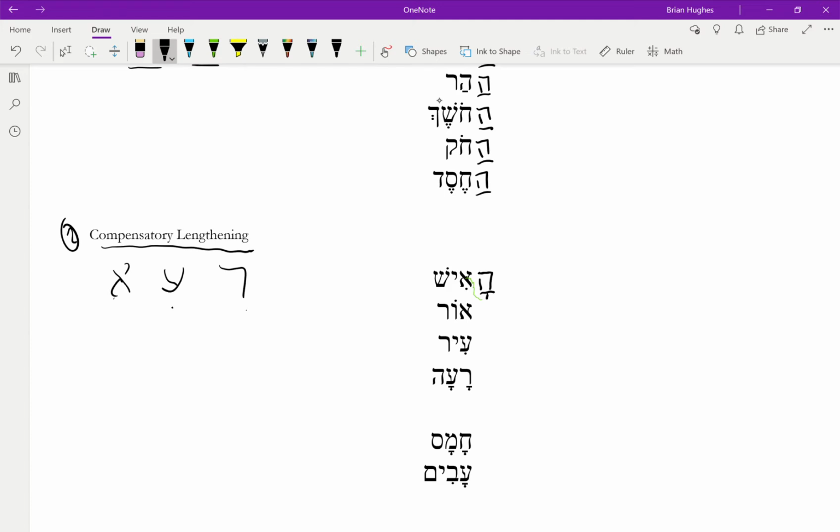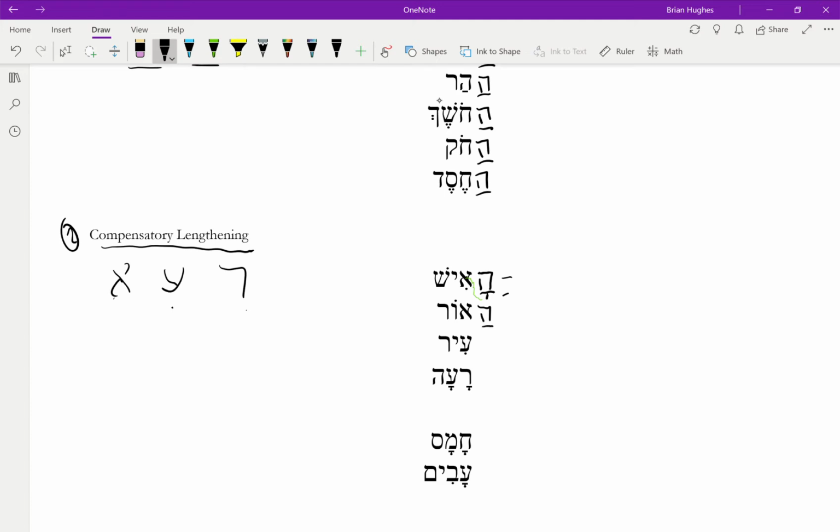Now, we're learning modern Israeli pronunciation, so there's no difference in the pronunciation here. But as we're reading the text and we see this he and kamatz starting this word, because we see an aleph here, we can say, aha, this is the definite article, just with compensatory lengthening.